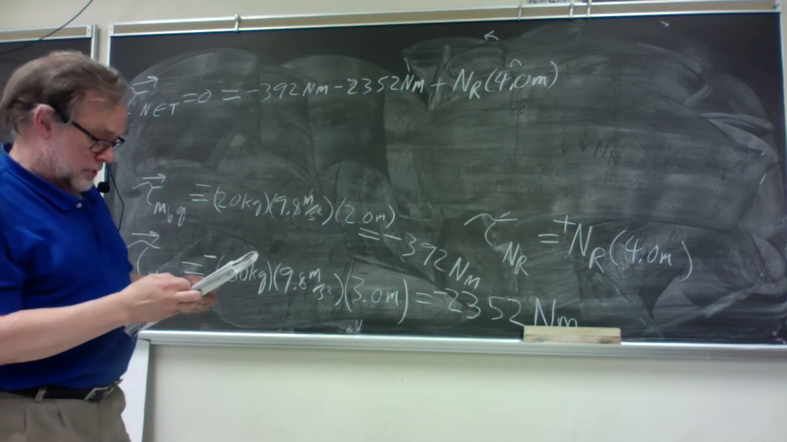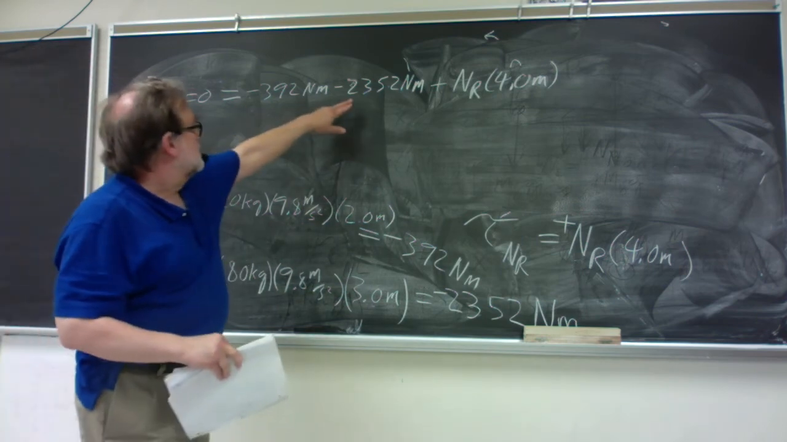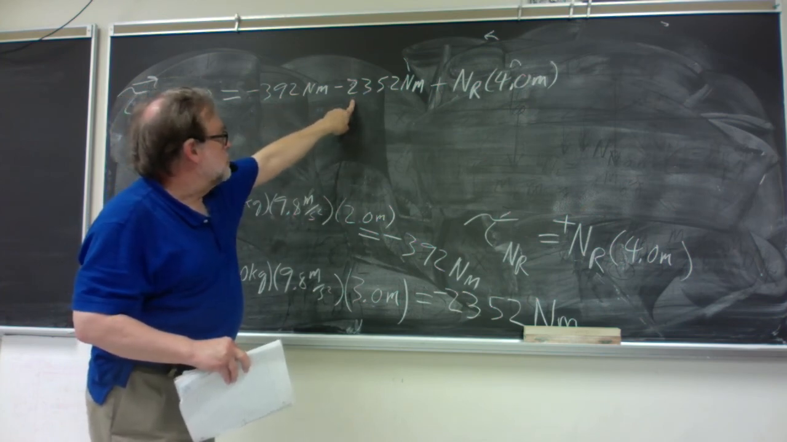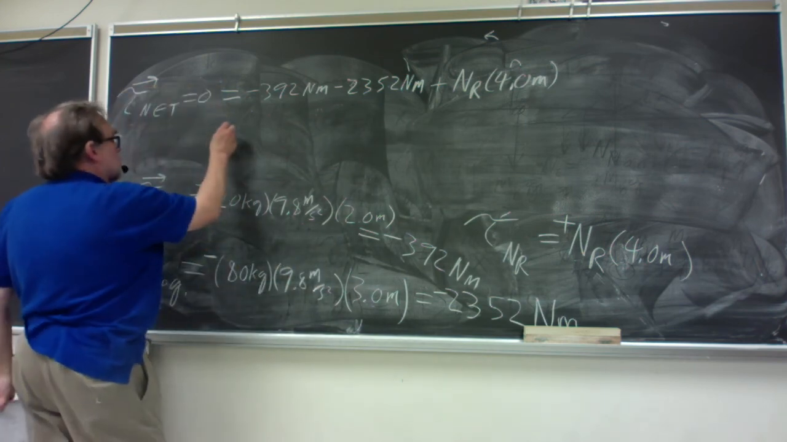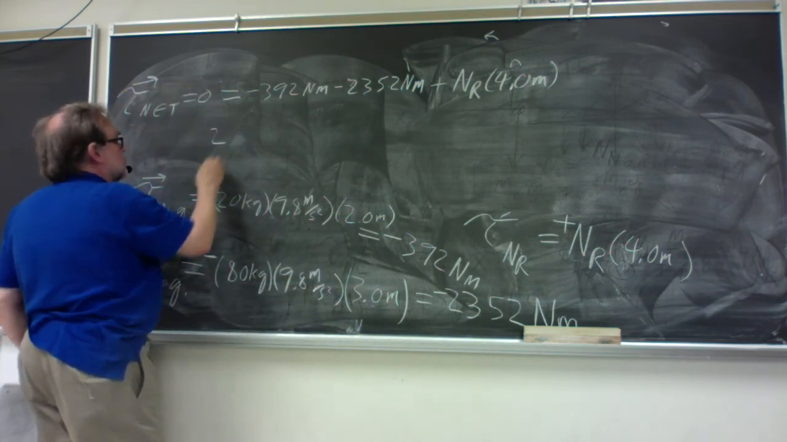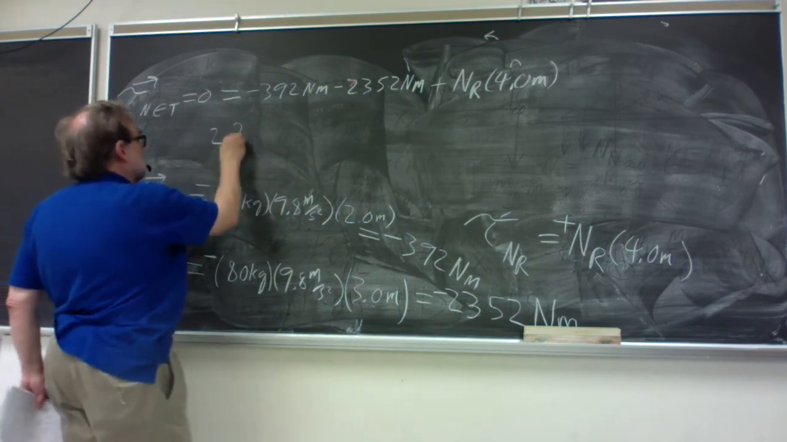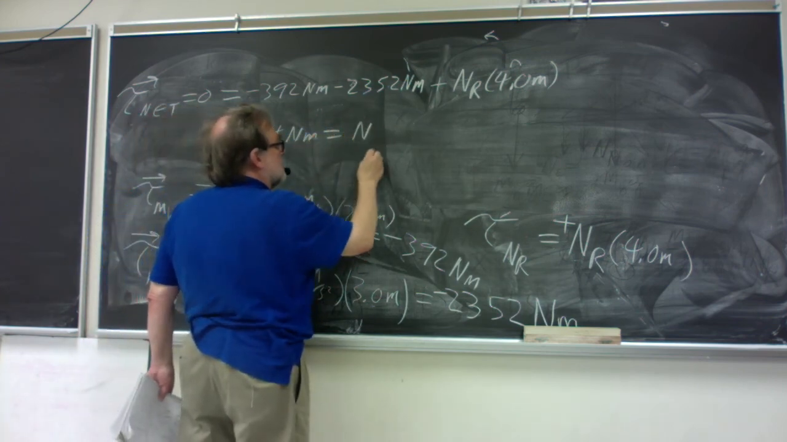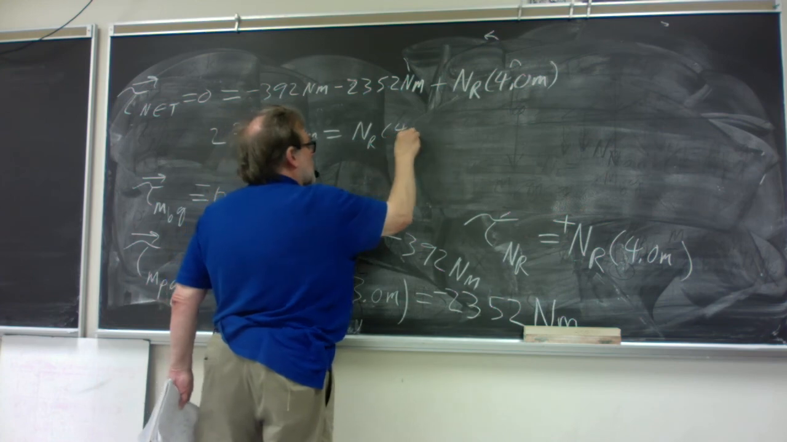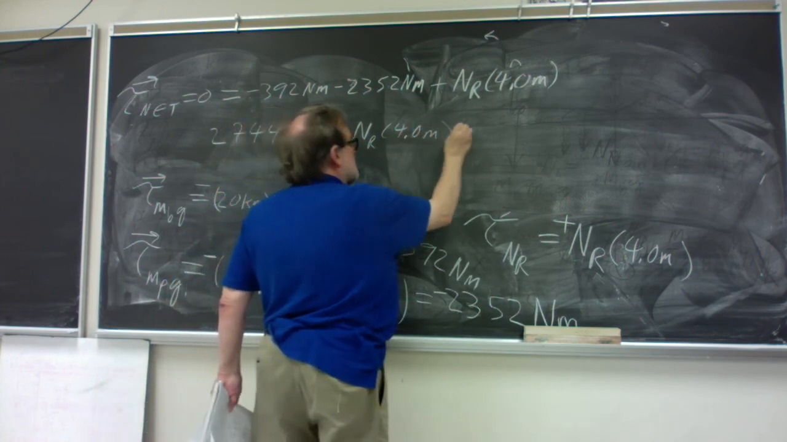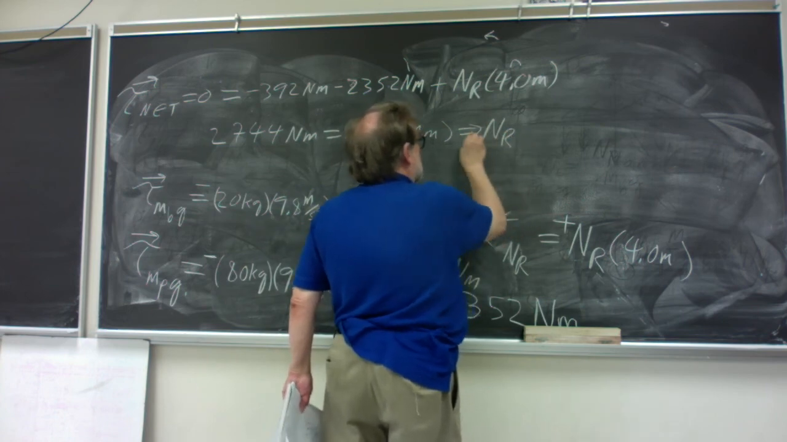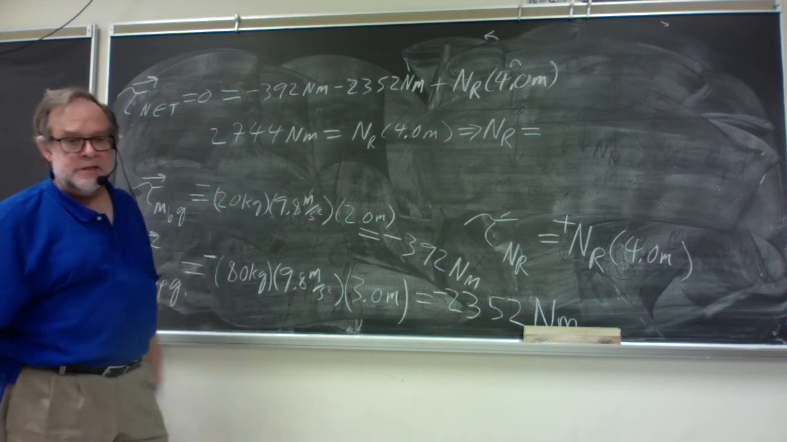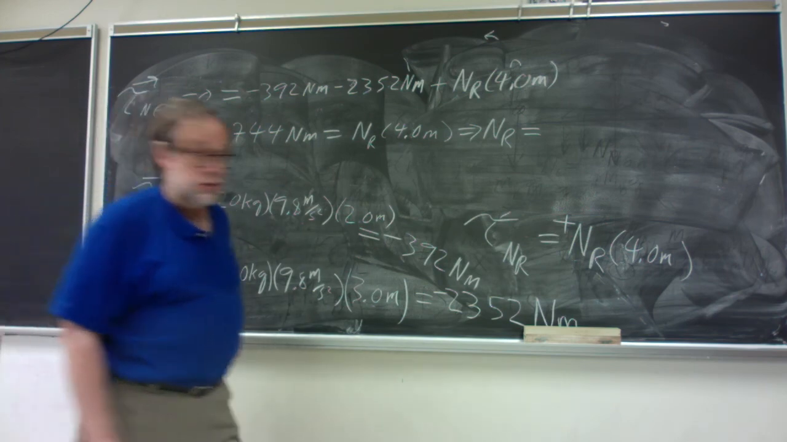So what we really have here is, add 392 to both sides, add 2,352 to both sides, and then on the left side, you now have 2,744 newton meters equals NR times 4.0 meters. So that means NR, which you get just by dividing both sides of the equation by 4, is 686 newtons.